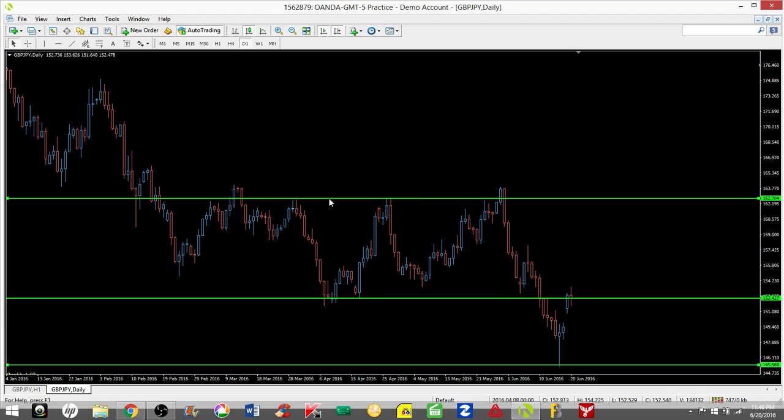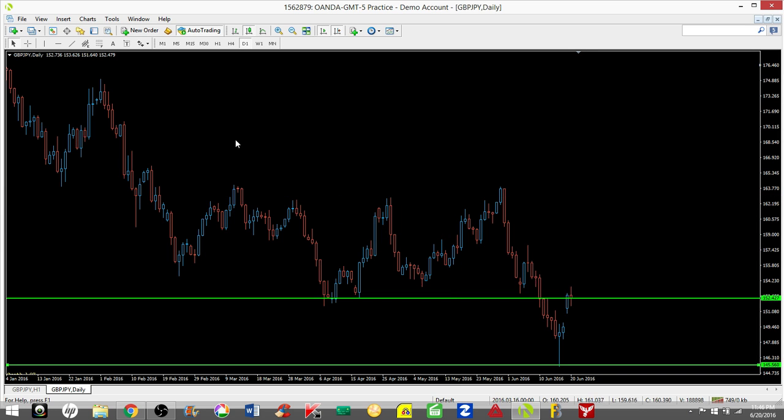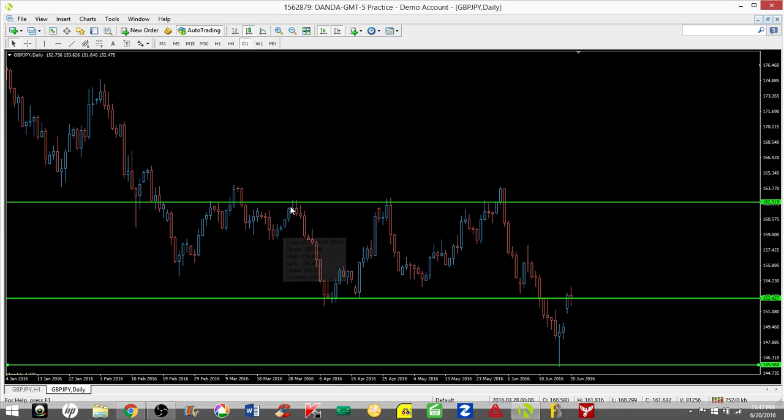Now what I did, I just put a few lines here on my screen, and these are just horizontal lines here. I'm going to get rid of one. If you want to do that, you can come up here, draw a horizontal line, left click, drag it down, release, and all I'm doing is just marking different areas, support and resistance, where this currency pair is going. It came up here, fell off, came up, fell off, came up, fell off.